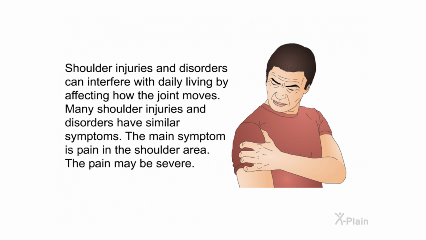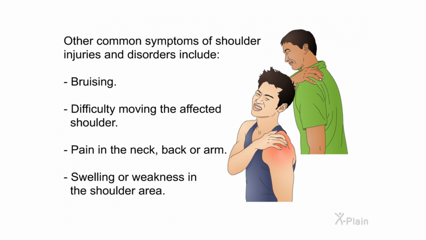Shoulder injuries and disorders can interfere with daily living by affecting how the joint moves. Many shoulder injuries and disorders have similar symptoms. The main symptom is pain in the shoulder area. The pain may be severe. Other common symptoms include bruising, difficulty moving the affected shoulder, pain in the neck, back, or arm, and swelling or weakness in the shoulder area.